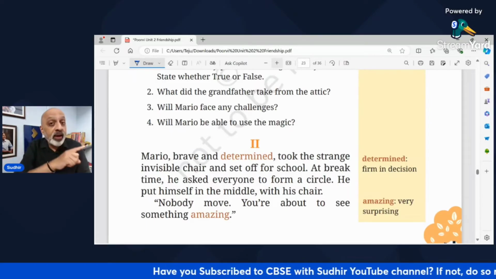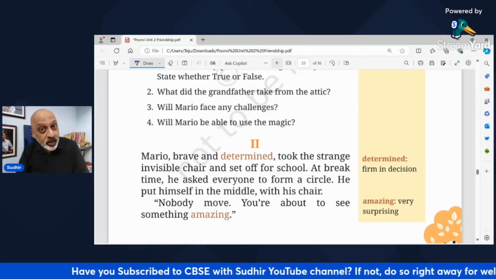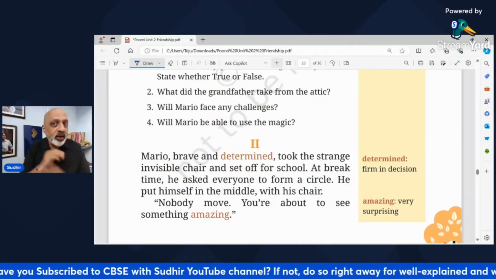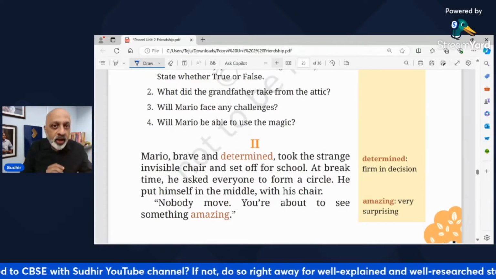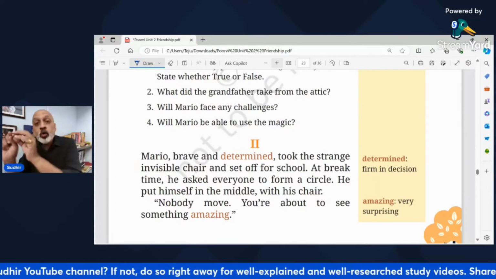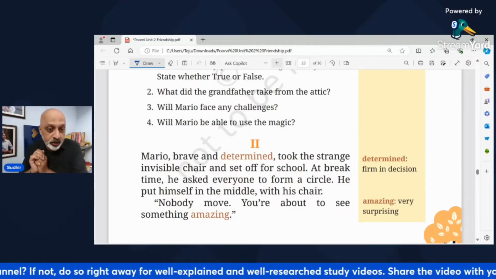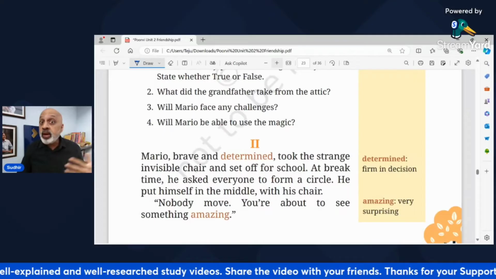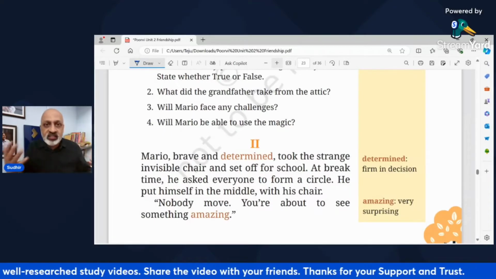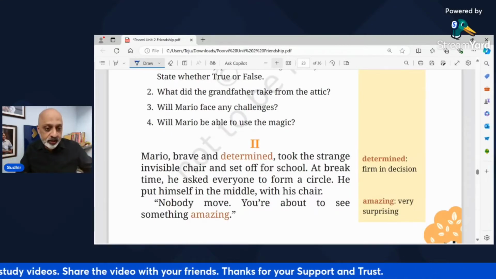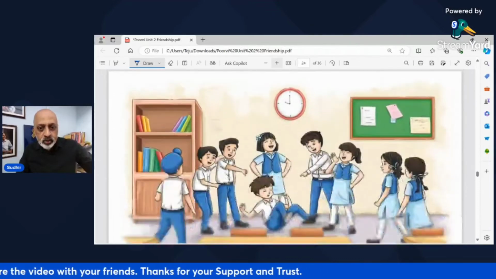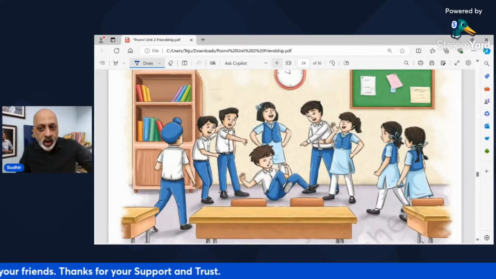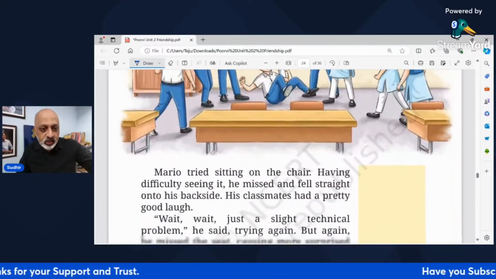Neither nor, I explained to you in an earlier chapter. Please go and have a look at it so that you know neither Mario nor his friends could see the invisible chair. Nobody moved. You're about to see something amazing. Amazing means something fantastic, something very surprising. So this is how all of them were around him. This is inside the classroom.